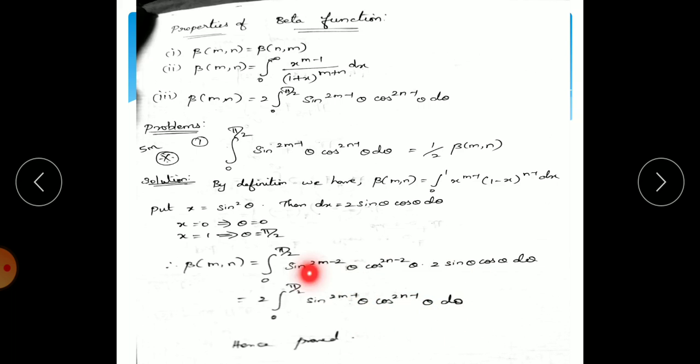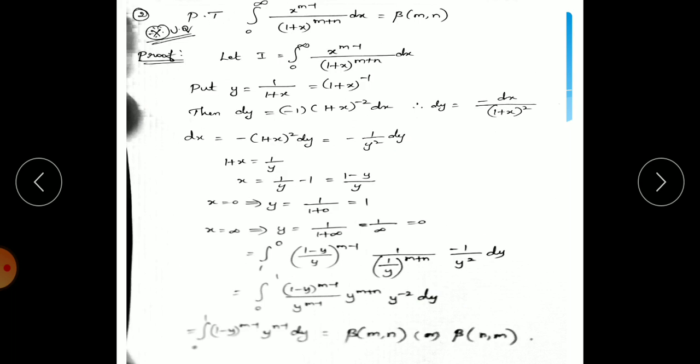This is in the format of beta of m comma n. If you cancel half and half, that is, the 2 gets cancelled, so beta of m comma n will come. I have missed one step here, just write it over there. Then you get the remaining answer as beta of m comma n. Or you can take it this way: the 2 should be carried over here, so 1 by 2 into beta of m comma n equals the remaining term. This is a given question.